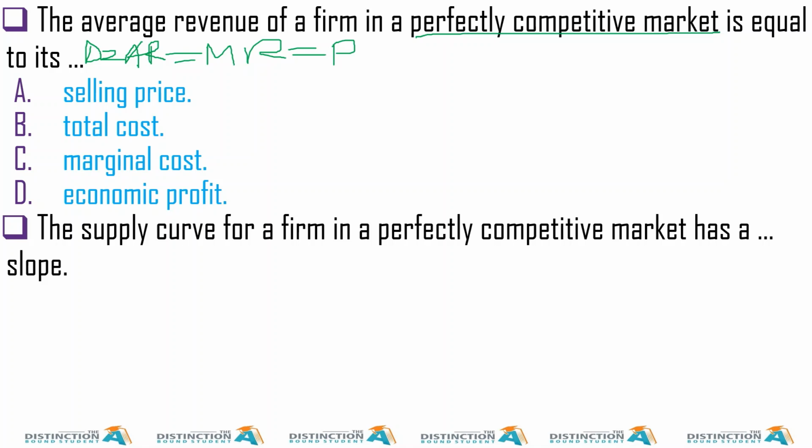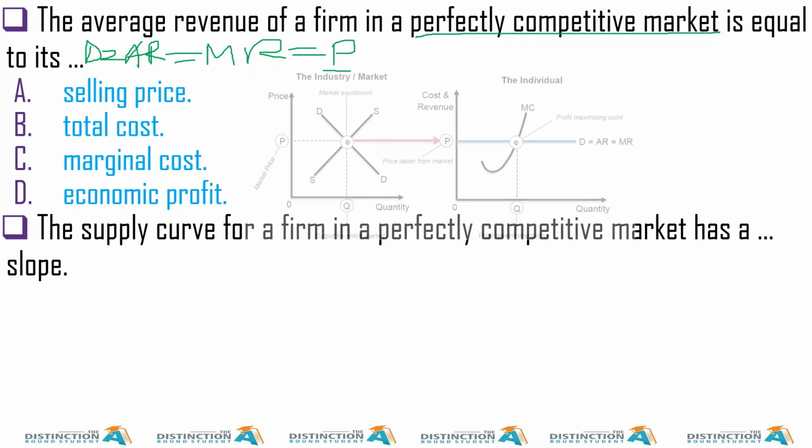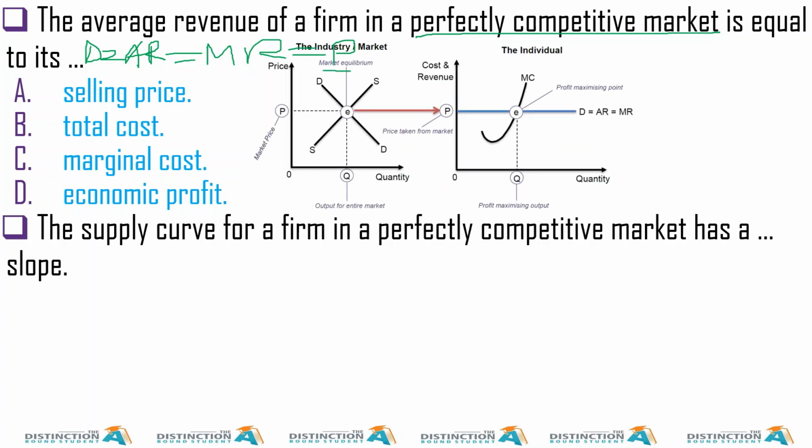So amongst the options we have, let's see the selling price. You see I put P here, so that'll be A. That'll be our answer. But before we go to our answer, just like I said here, look here, D is equal to AR and equal to MR, and that is also equal to our price. And that price is coming from the market, because the market forces of demand and supply are the ones that determine the market price. So you see here I said market price. So this market price then is taken by the individual.